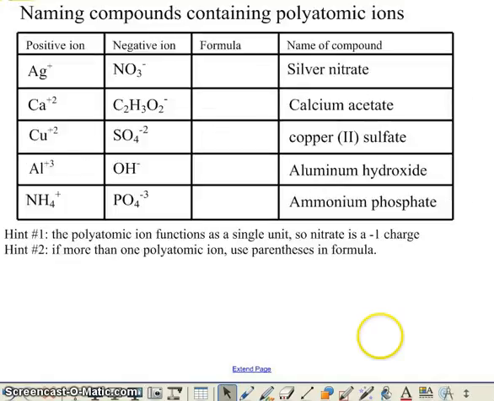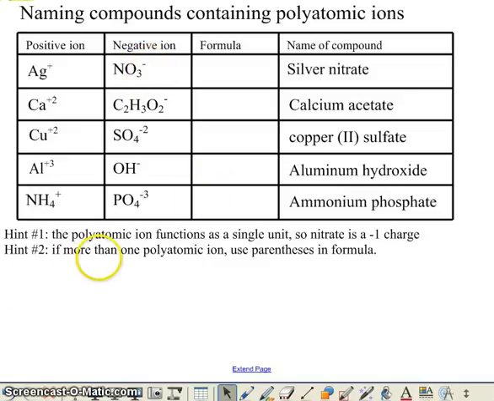All right, now, here's the hardest part. And then your homework will end. So in this last part of the podcast, you are going to try to write the formula of the compound. And notice I've got the names already written for you. The formula with polyatomic ions. Notice I have 2 hints there. So silver nitrate, the nitrate ion itself only has a -1 charge.